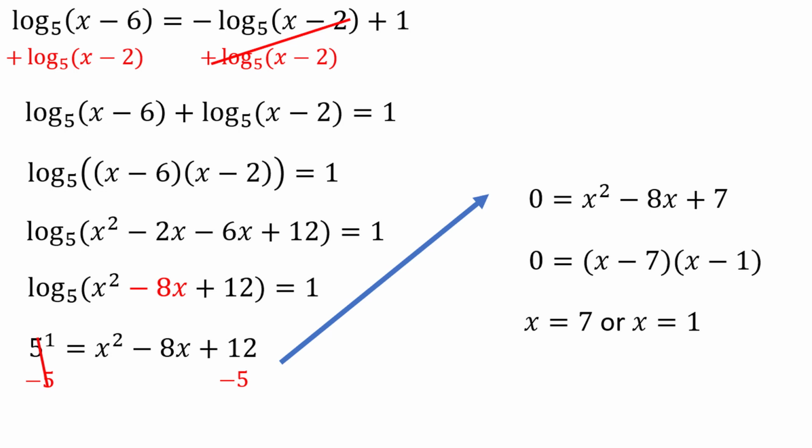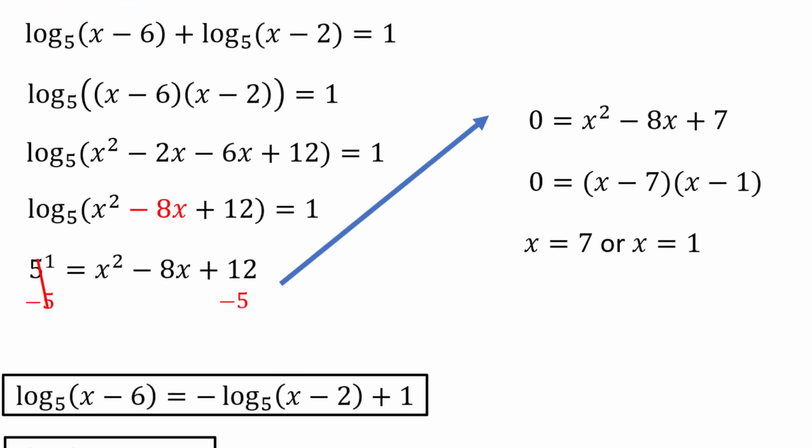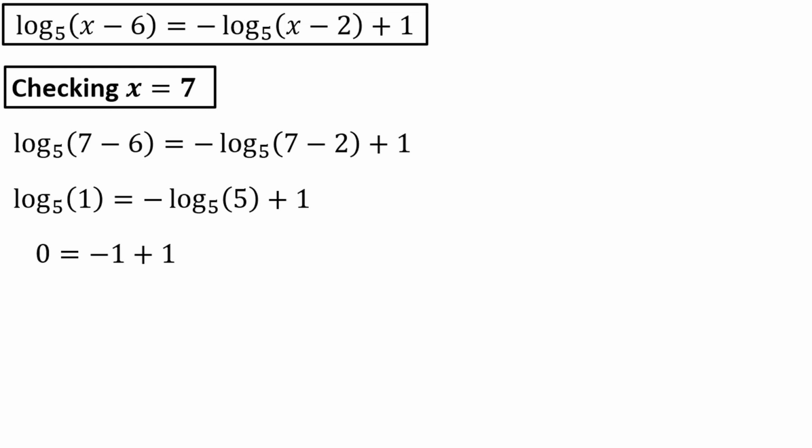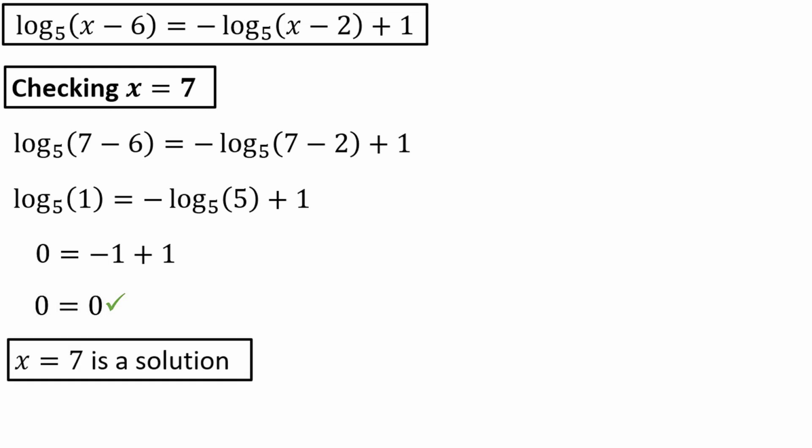Now we are going to want to check our solutions in the original function to make sure that they don't give us an error. Checking 7, we have log base 5 of 7 minus 6 is equal to negative log base 5 of 7 minus 2 plus 1. This simplifies to log base 5 of 1 is equal to negative log base 5 of 5 plus 1. We know that a log of any base with an argument of 1 is 0, and a log with the base and argument equal to each other is equal to 1. So we have 0 is equal to negative 1 plus 1, which simplifies to 0 is equal to 0, which verifies that x equals 7 is indeed a solution.